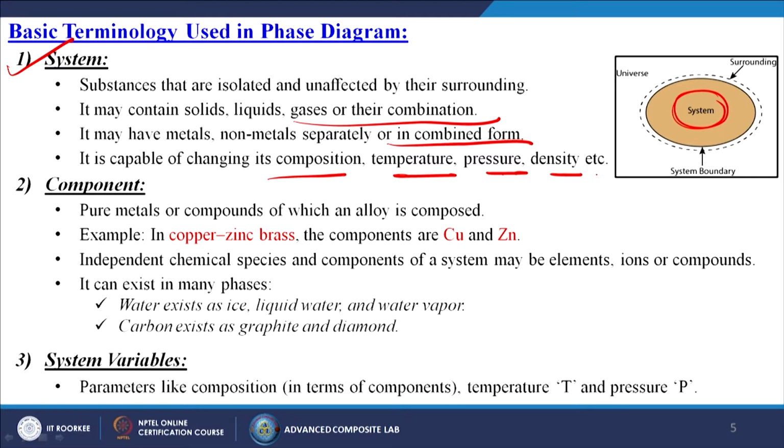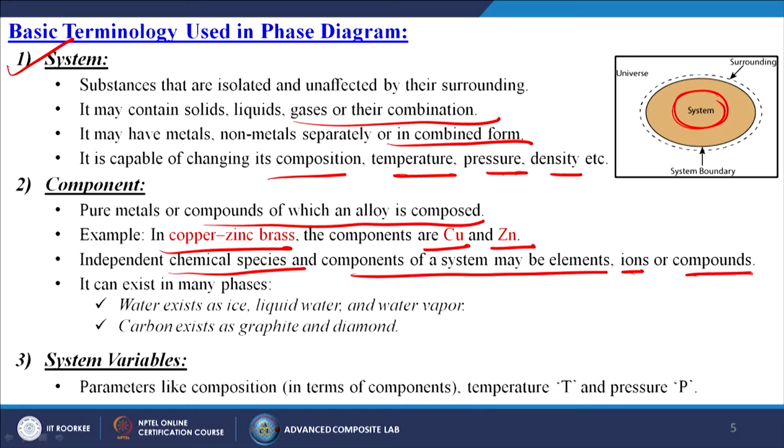What is a component? Pure metals or compounds of which an alloy is composed. For example, in copper-zinc brass the components are copper and zinc. Components are independent chemical species of a system and may be elements, ions or compounds. It can exist in many phases, like water exists as ice, liquid water and water vapor, as we all know. Carbon exists as graphite and diamond. Then system variables are parameters like compositions in terms of components, temperature T and pressure P.